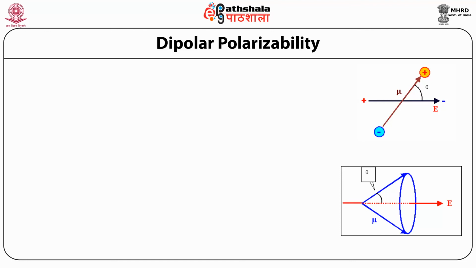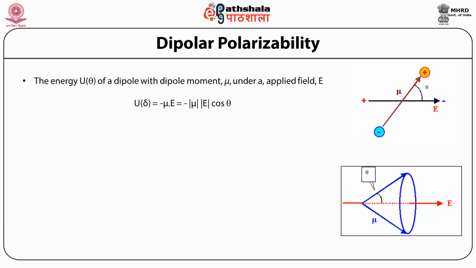That is, it is a function of theta. U is minimum when the dipole is completely aligned with the field, that is theta is equal to 0 degrees, and maximum when the angle is 180 degrees. So the energy U(theta) of the dipole with dipole moment mu under an applied field E can be written as U(theta) is equal to minus mu E, which comes out to be minus mu E cos theta.